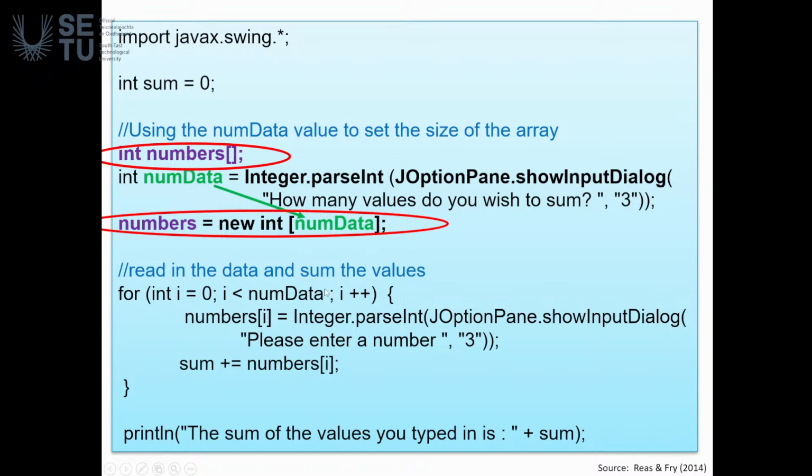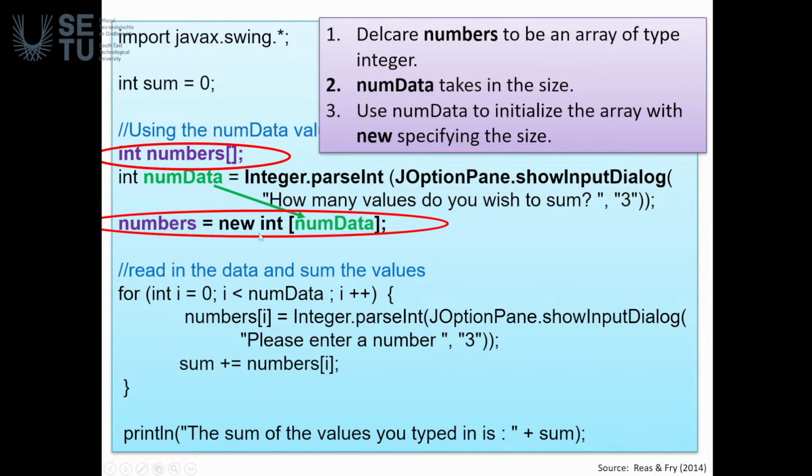We're going to read through it like we've learned to do already. The only thing that's changing here is we're using this value that we've taken in from the user. So if they have entered 10, it'll be I less than the value that's stored in numData, which is 10. Okay. So we declare numbers to be an array of type int. numData takes in the size, and we use numData to initialize the array with the new specifying the size. So we're not hard coding the size of the array. It depends on each time we run our code. It can be a different size.